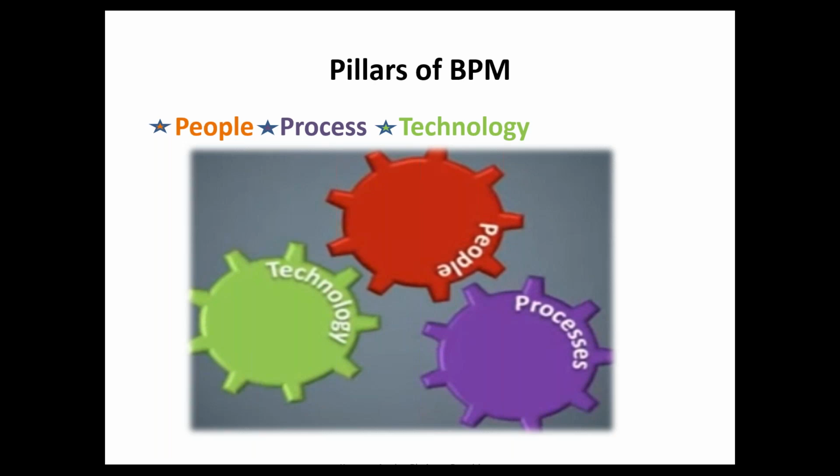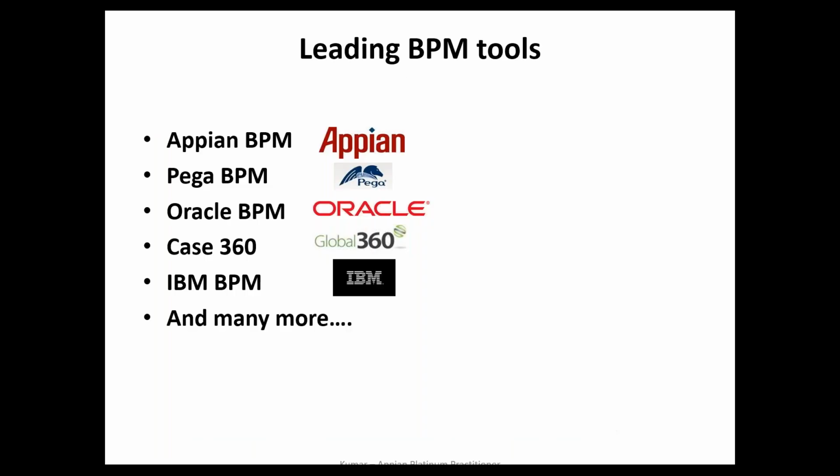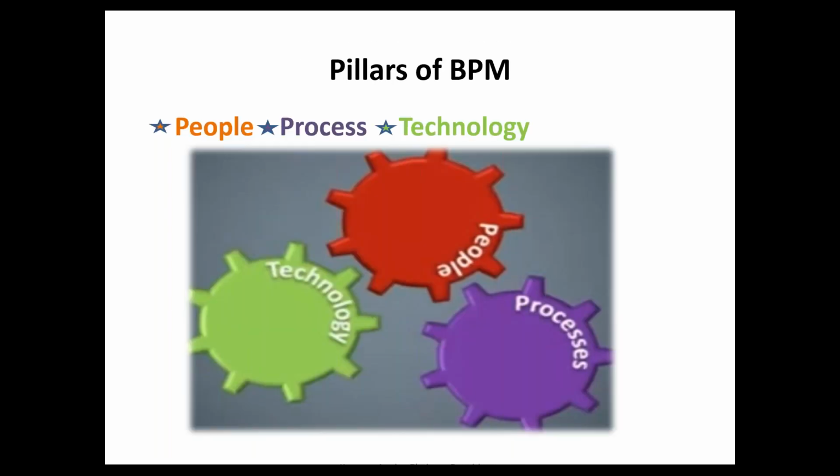So for that you need a technology, and technology could be anything. It could be your Appian BPM, Pega BPM, Oracle BPM, IBM BPM. The choice is yours, right? So here are the three pillars of BPM. Now I'm not going into much detail on this.